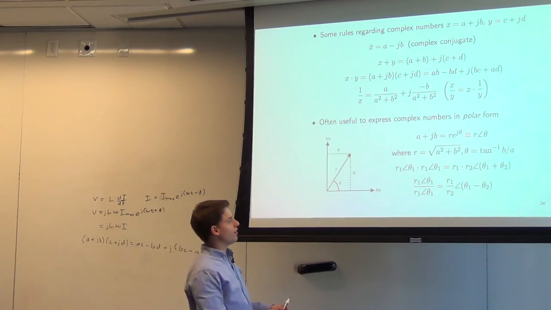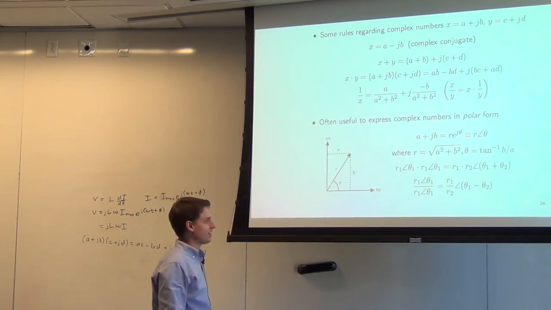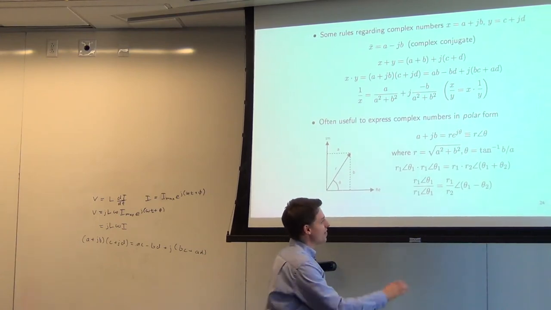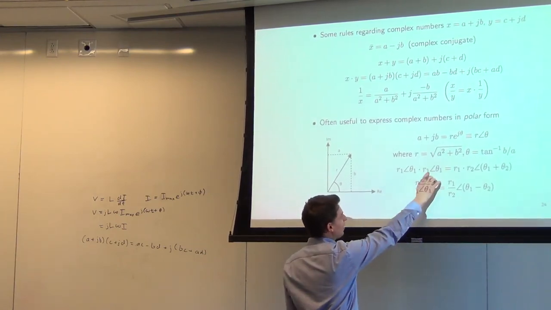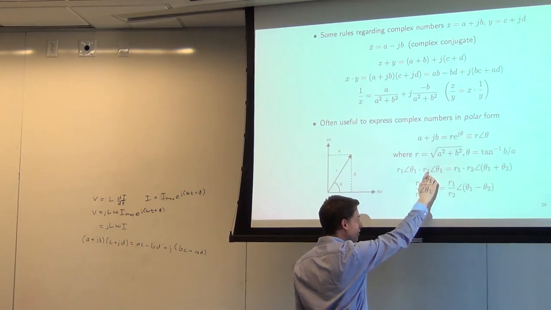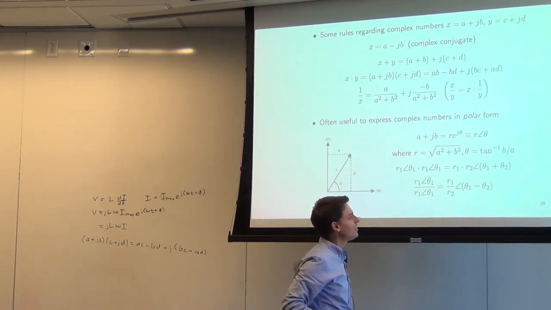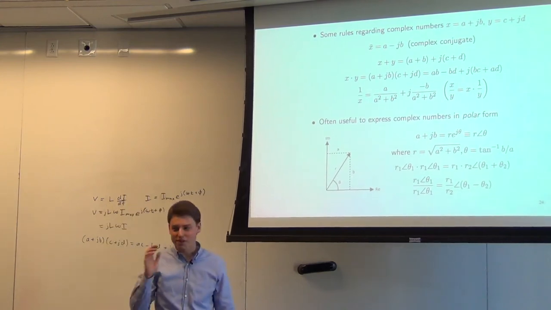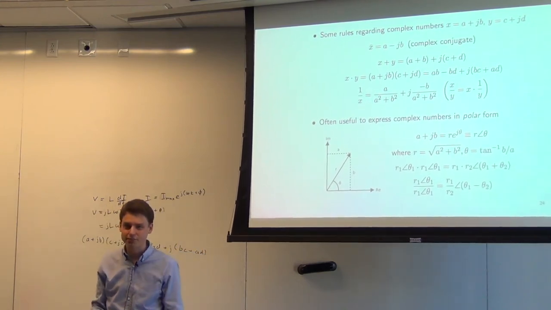Boy, this slide is just full of errors. I really need to fix this thing here. This should be R2 here. And this should be R1 and theta 1, R2 and theta 2. But in polar form, multiplication and division are much easier.